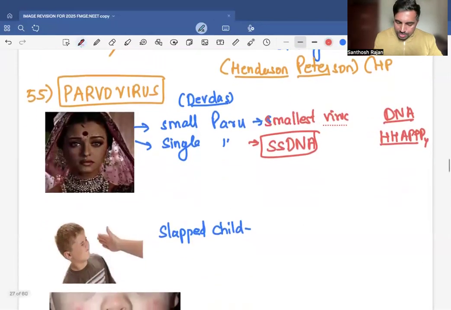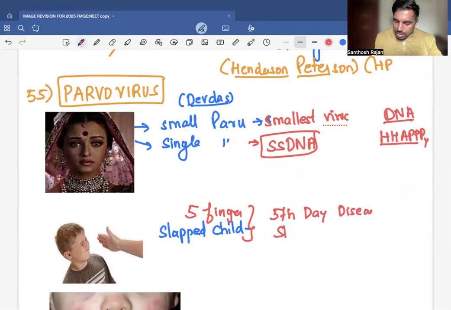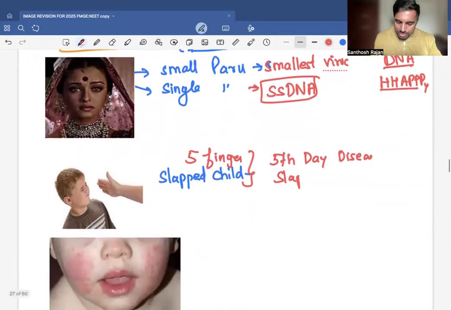The disease is called, see, she slapped with the five fingers. So the disease name is fifth disease. Fifth disease. Otherwise, you call it the slapped cheek appearance. See this beautiful picture, it looks like a slap with five fingers, no? Slapped cheek appearance.